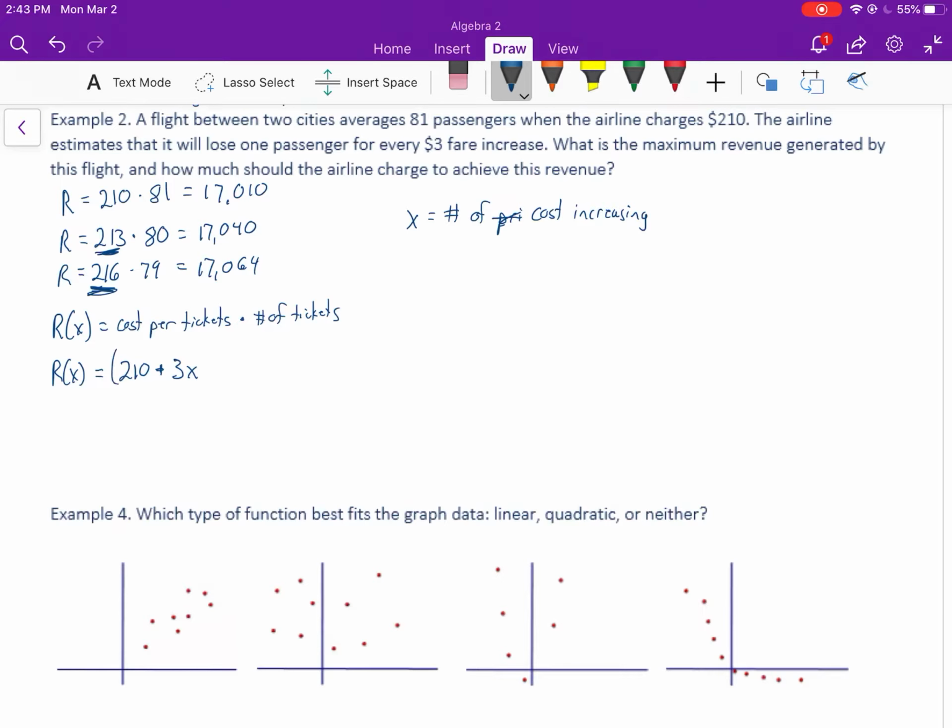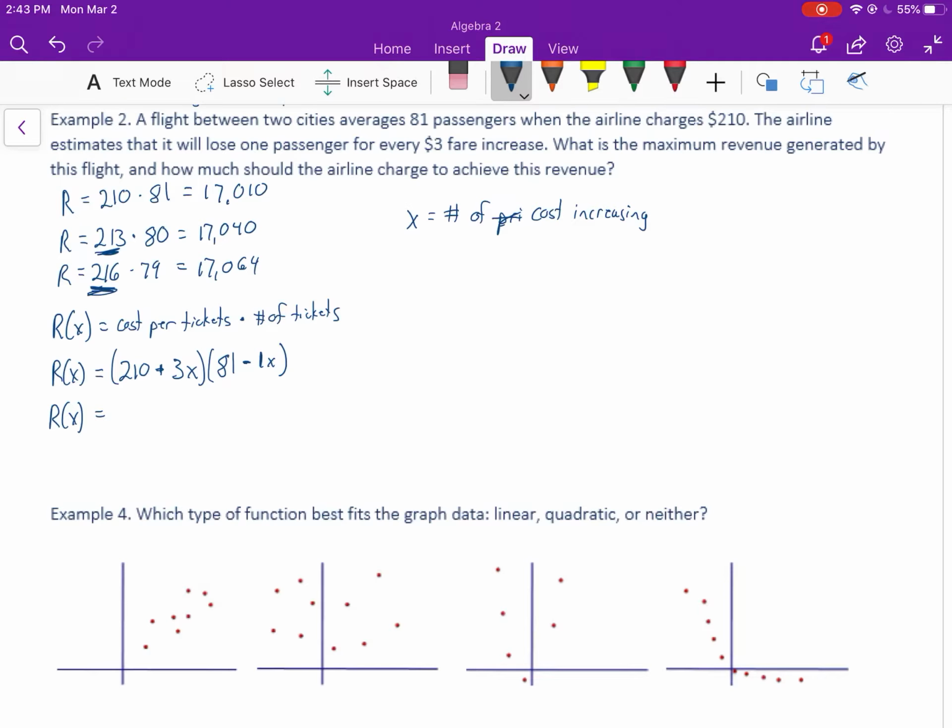So that's the cost per ticket increases, but the number of tickets sold is going to decrease. It says they have 81 passengers, but they're thinking they'll probably lose one passenger per price increase. So 1 times x, or you could just put x. And so now what you want to do is multiply this thing out. So here's our revenue function, and we're going to multiply this out.